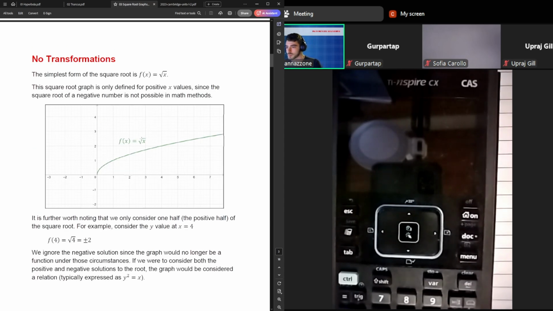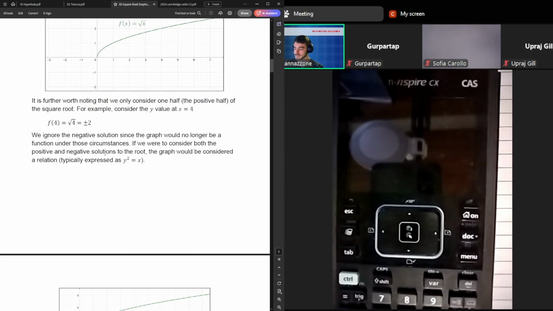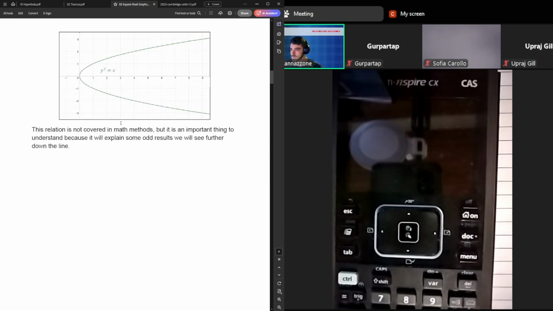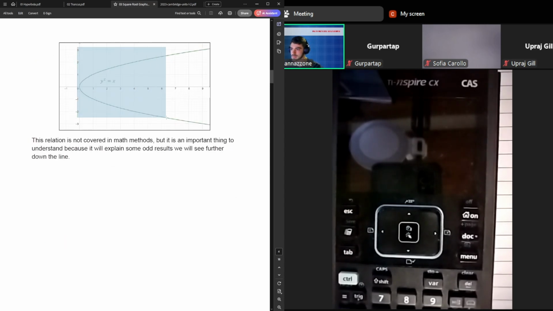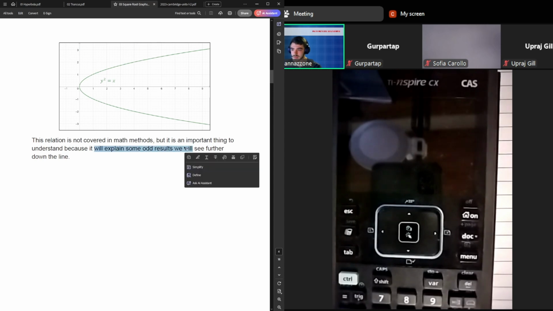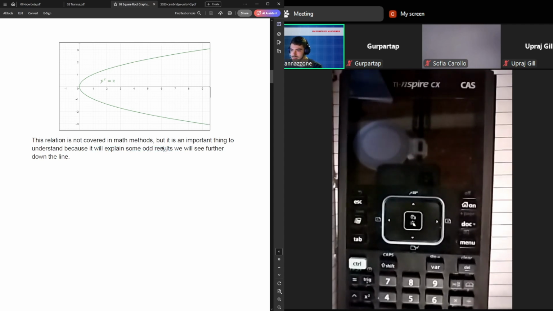So when we're dealing with a square root graph in math methods, we are only dealing with either the positive or the negative, depending on if there's a positive sign or a negative sign out the front of your square root. The reason why I mention this in that level of detail is because there will be something strange that comes up when you're trying to solve these things, and it'll make a lot more sense if you understand the background as to where this graph actually came from.